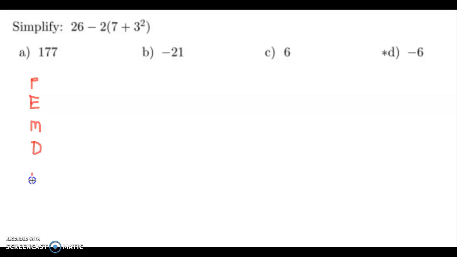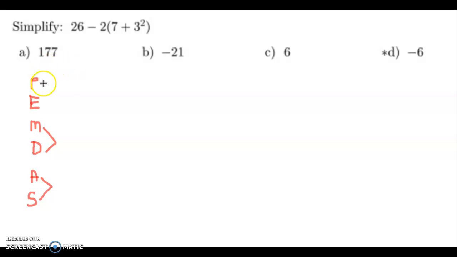The P is parentheses, the E is exponents, the M and D are multiplication and division, and we go in order from left to right. And then the A and the S are addition and subtraction, and once again, we go in order from left to right. So let's get started.